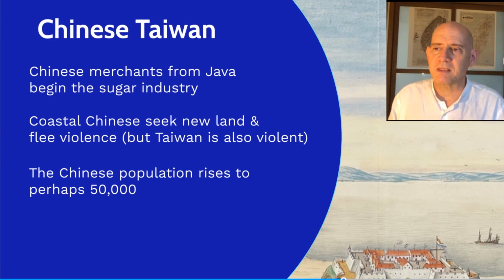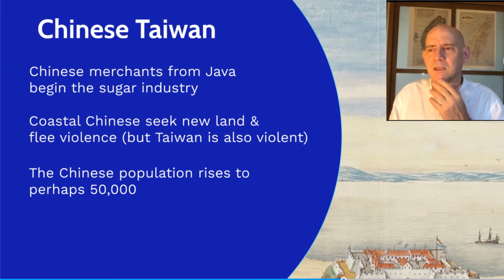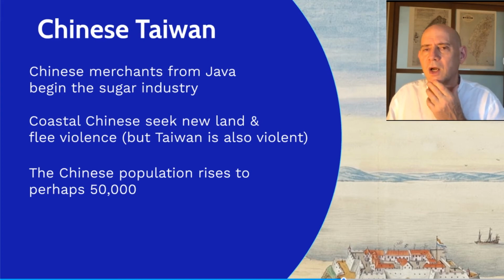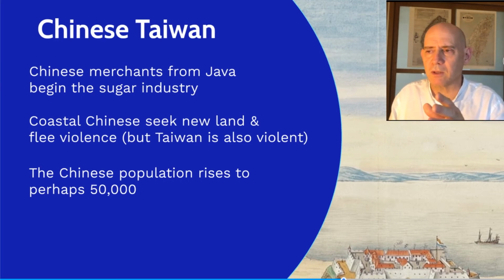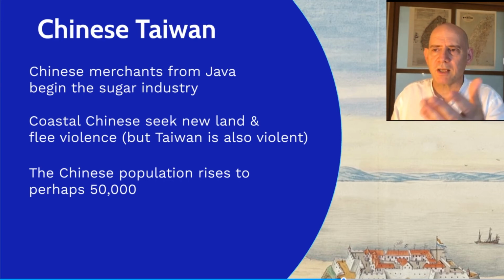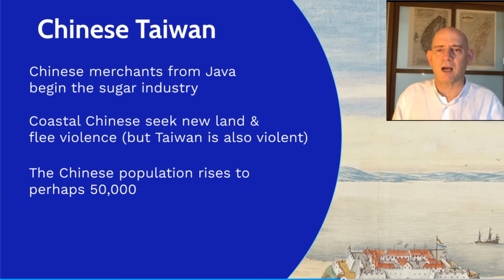When the Dutch come up to Taiwan and start controlling an area, these Chinese merchants decide, hey, this might be a good way to make money. It's closer to our market in China. We'll go up there and try to make some sugar. So they go over to the Fujian coast. They recruit laborers and they bring them over to the Dutch area of Taiwan.